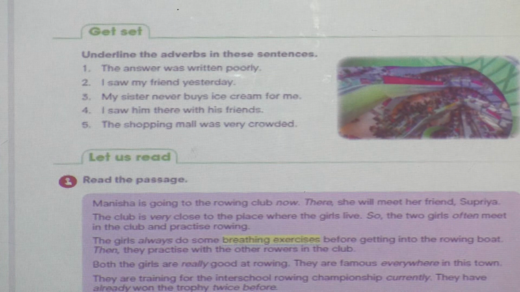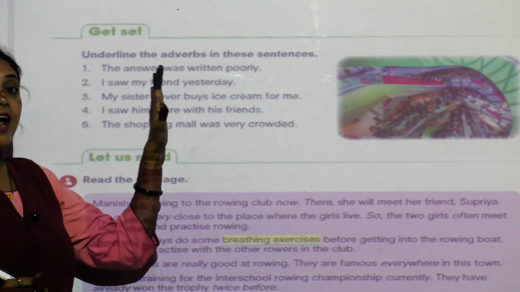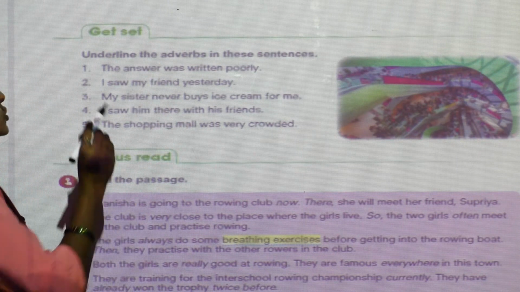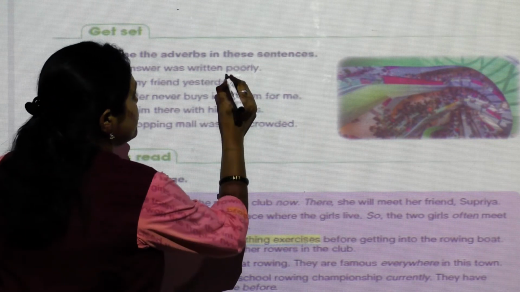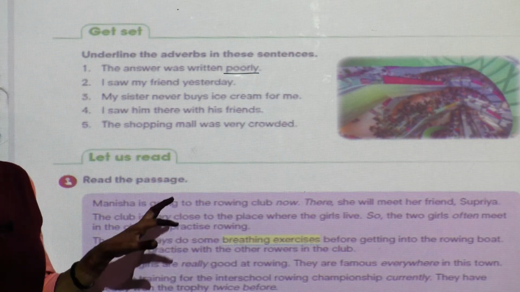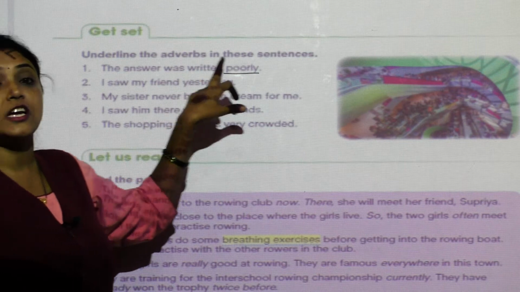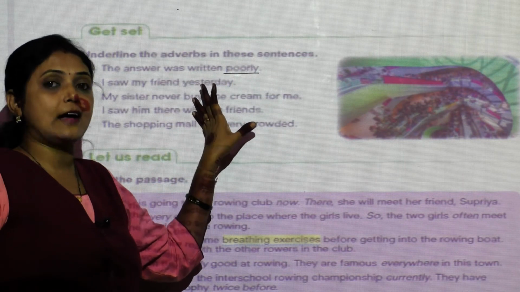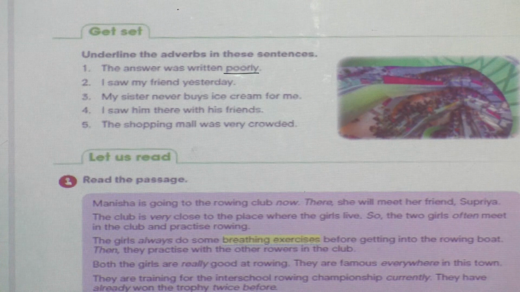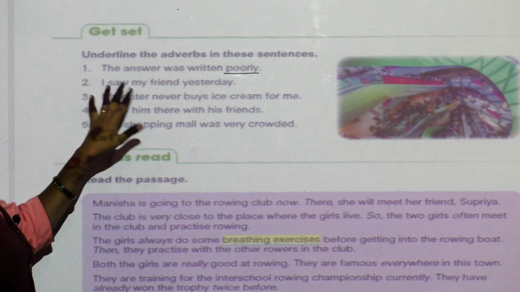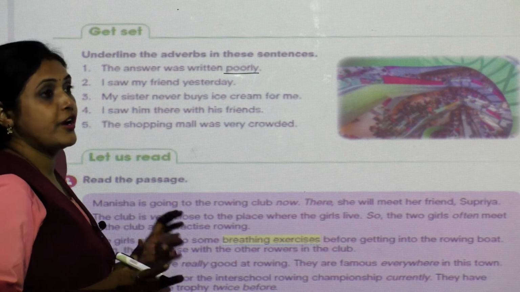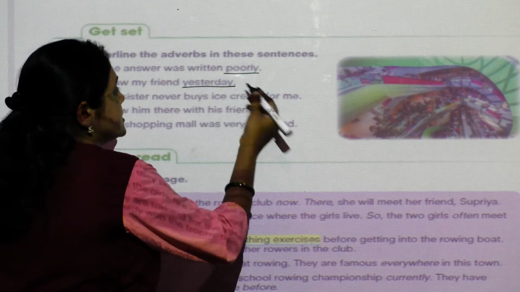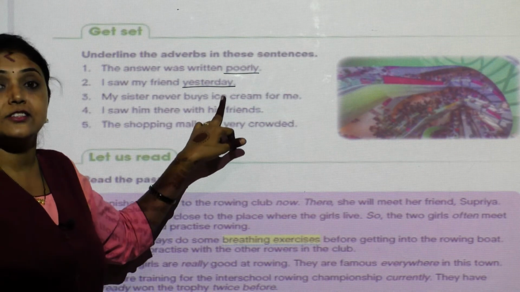Now, in these sentences, we are having adverbs. So, can you identify the adverbs in these sentences? The first one, the answer was written poorly. So, here poorly is the adverb. How was it written? It was written poorly. So it is telling more about the action. Next, I saw my friend yesterday. I can just write I saw my friend. But I am telling more about when did I see my friend? Yesterday. So I saw my friend yesterday.